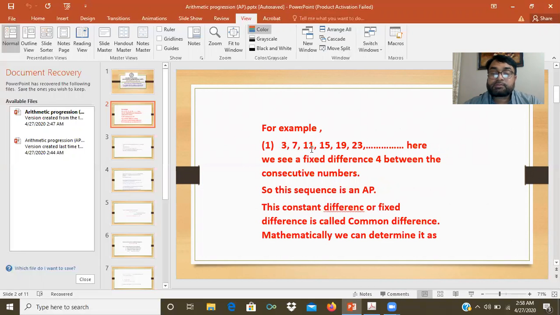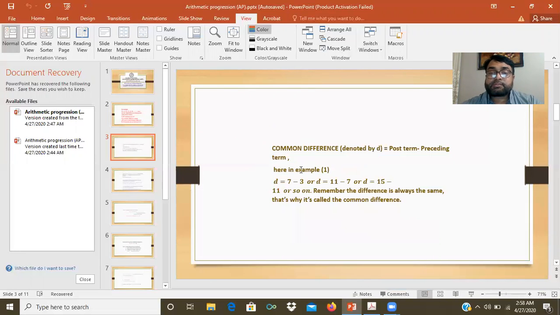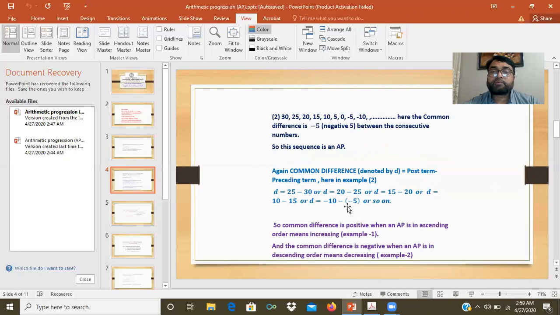That means always you have to find the difference by subtracting the preceding term from the post term. Here 7 minus 3 or 11 minus 7 or 15 minus 11, always you will find the difference, the common difference. Here we get 4. So this is an AP with a difference 4. Okay, we can see another example here.